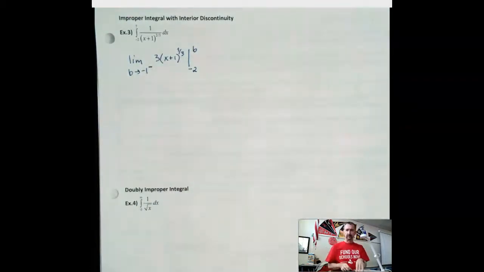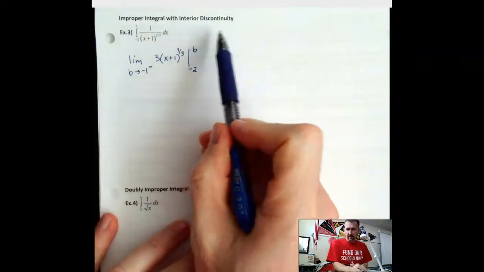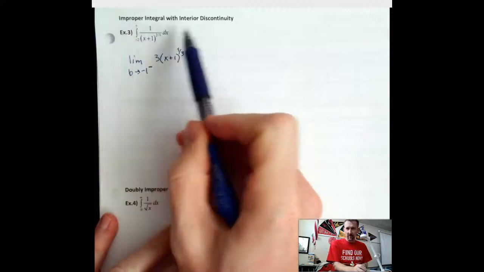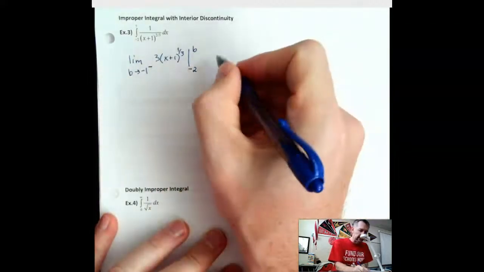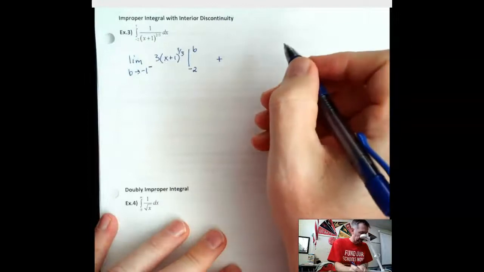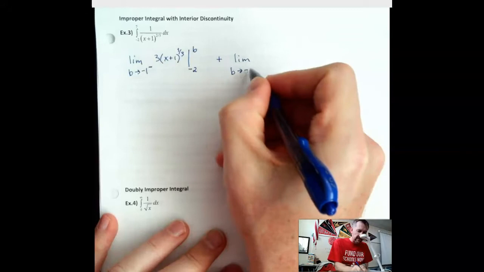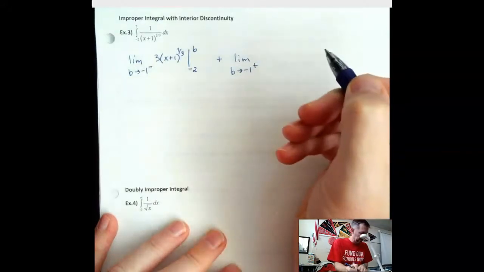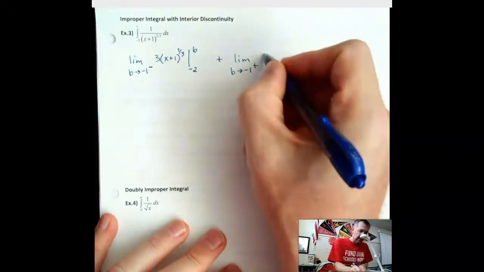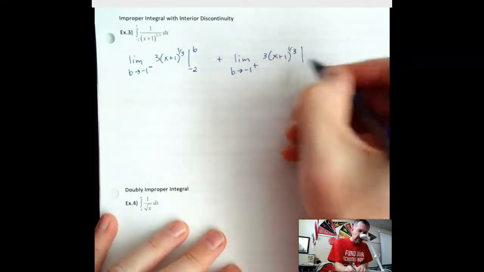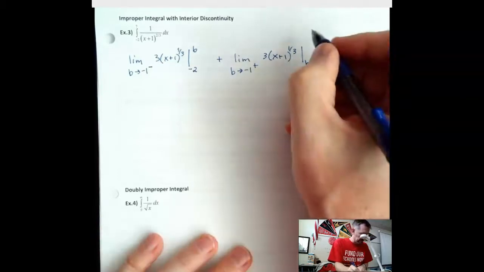Alright. So if we needed to, we could come up here and rewrite this as two integrals, dividing them at -1 first. But so then the second one is going to be the limit as b approaches -1 from the right. And that is going to be the same thing, except that's going to go from b to 7. Okay.